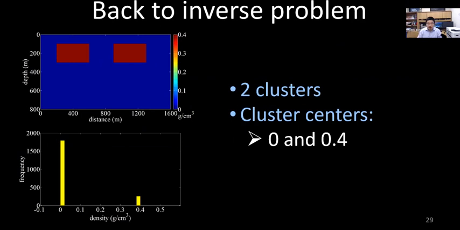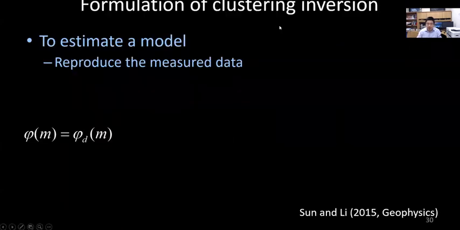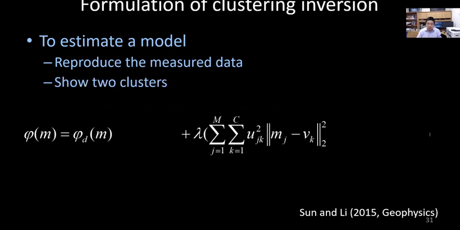Now I think we're ready to formulate the cluster inversion. Again, remember, the goal is to estimate a model that can reproduce our measured data. Therefore, we still have the data misfit term, which is simply a measure of the difference between the measured data and the predicted data. But in the meantime, we also want the inverted density values to show two clusters. Therefore, we have this term here also in the objective function. This term is simply what you saw earlier when I talked about the objective function for clustering. I just copied and pasted that objective function here.